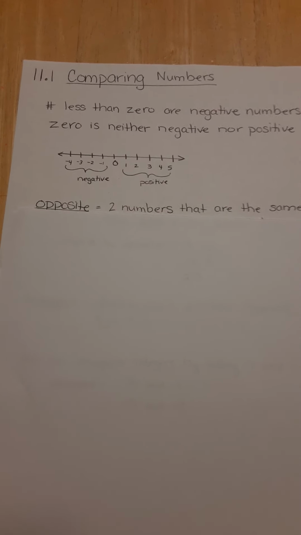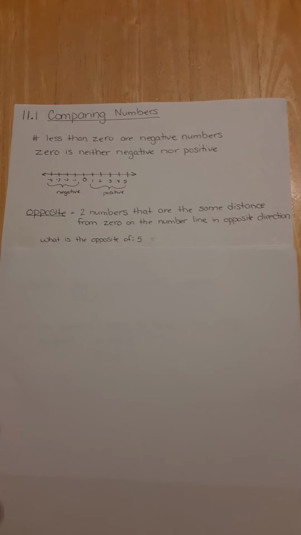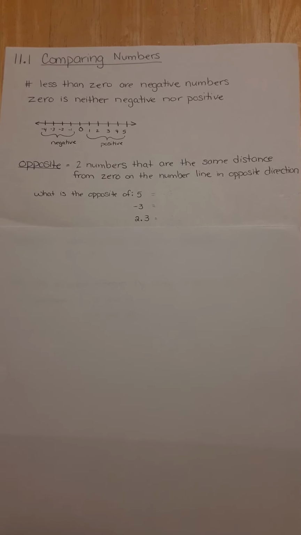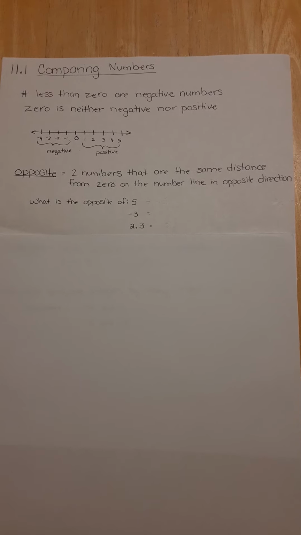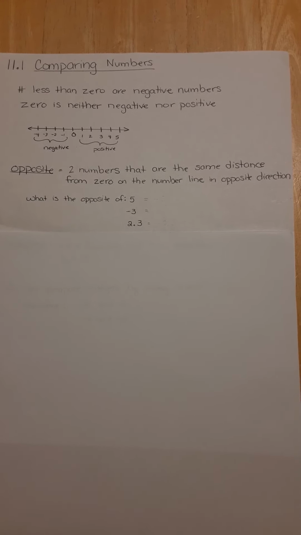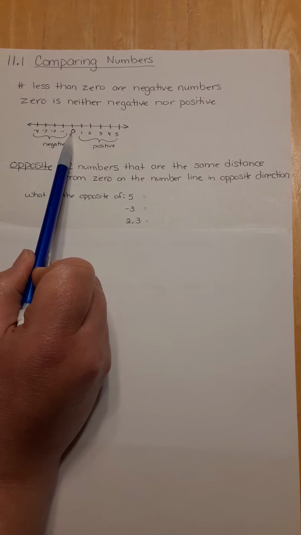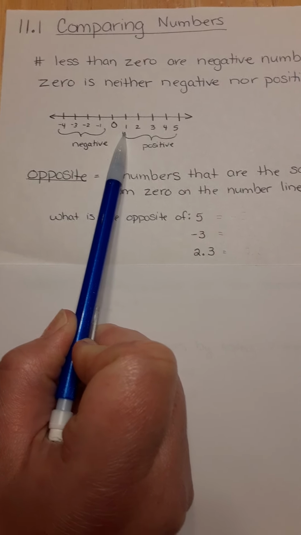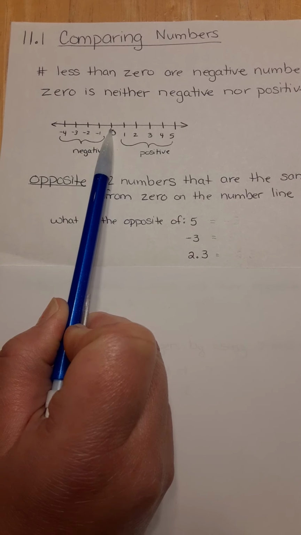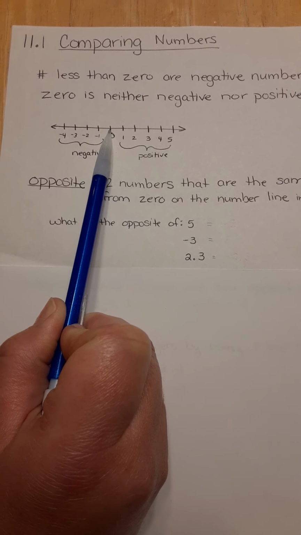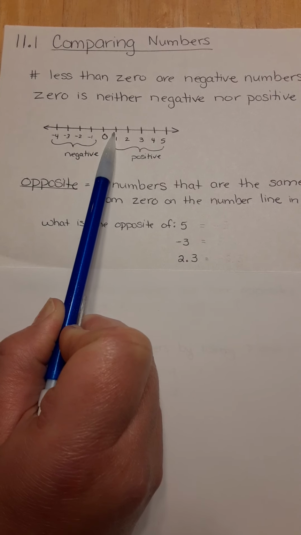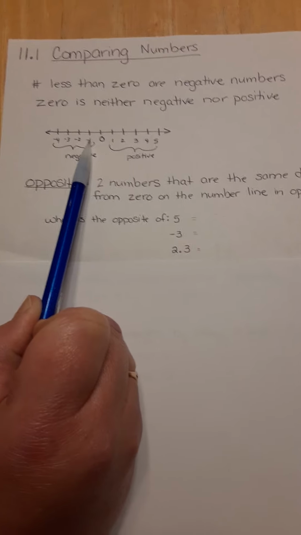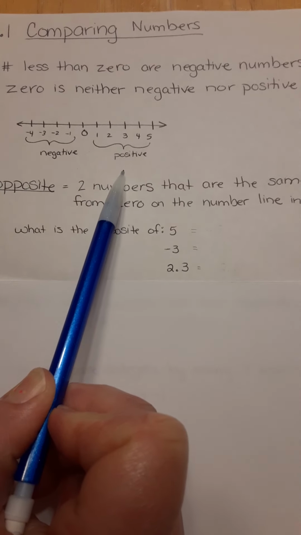So we're going to talk about something called opposites. Opposites are numbers that are exactly the same distance from 0. So we're going to look back up here at my number line. Here we have the number 1. What is the opposite of 1? Well, it's going to be the number that is equal distance from 0. So from 0 to positive 1, it's 1. So my opposite is going to be negative 1 because it is 1 unit to the left of 0.